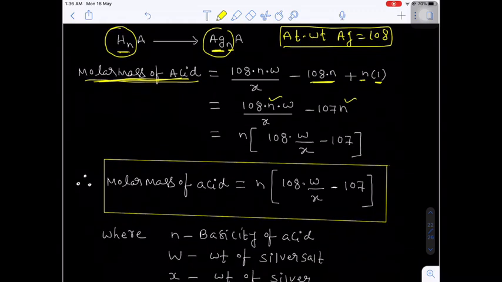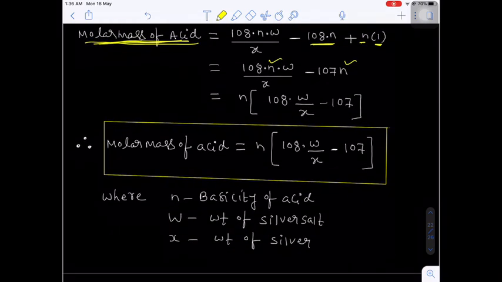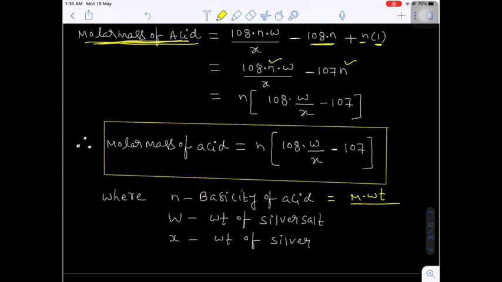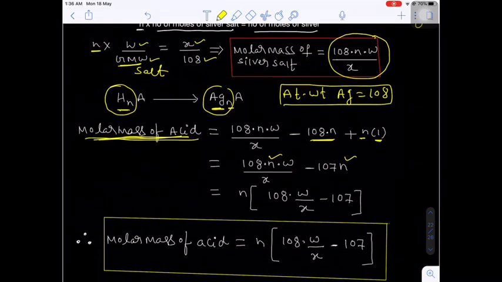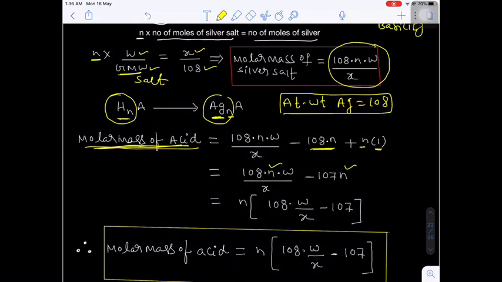Now here what is the N? N is the basicity. How to calculate the basicity? It is equal to molecular weight by equivalent weight. Now W is the weight of the silver salt, X is the weight of the silver. Once again listen to me. Here this is the organic acid, this is the silver salt.